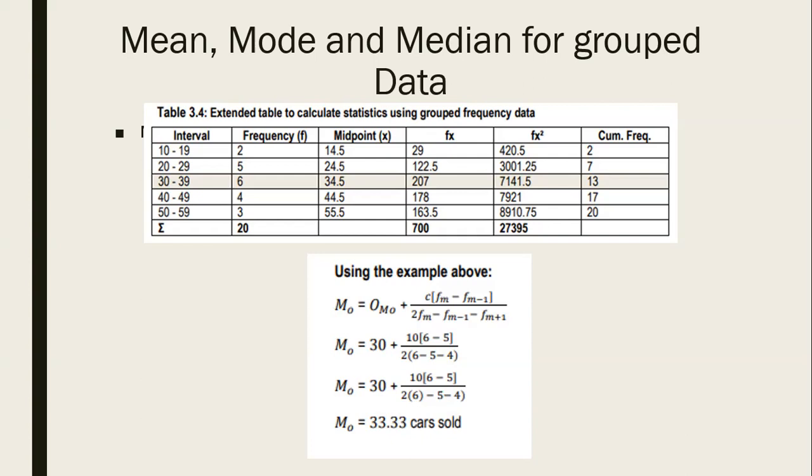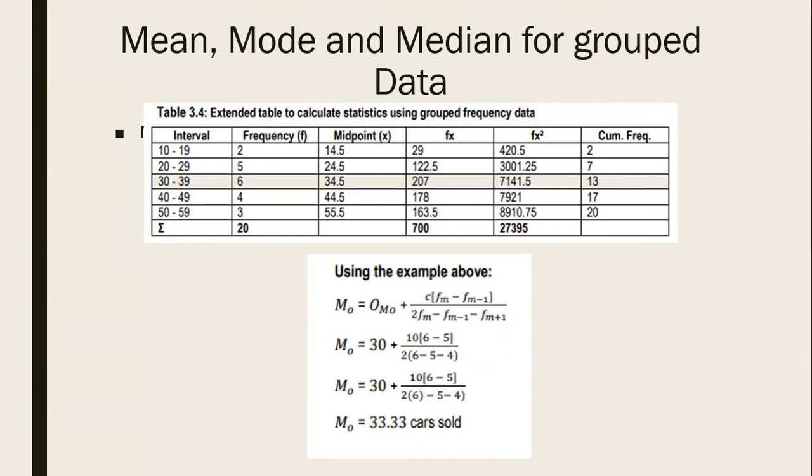And then C again is the class width. You can take any here, 40 minus 30, you still get 10. Then FM is 6 there, minus FM minus 1, the class before, which is 5. Then the 4 here is the class after. When you simplify this, you get your mode as 33.33 cars that were sold. So that is how you calculate the mode.